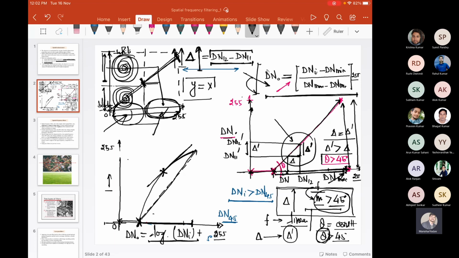Slope is greater than theta. We write it, so m is equal to 1 over here. If theta is more than 45 degree, then only image is enhanced. Theta is equal to 45, no enhancement. Theta is less than 45, we are further decreasing the difference. The quality will be more poor in that case. So here we have two ranges.